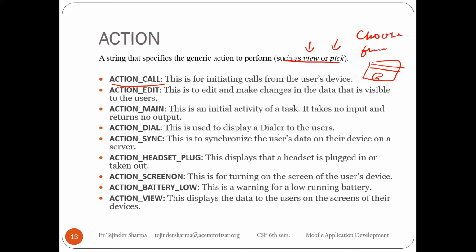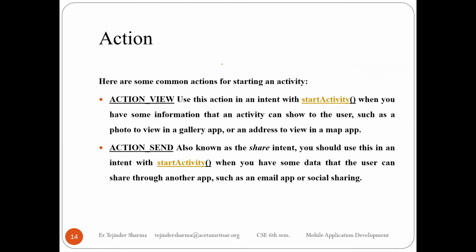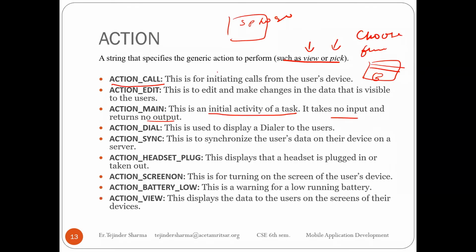Now, main means this would be the initial or the first activity in an application. So it will take no input and no output. That means it could be some logo activity where a splash screen would be there and it will contain one logo and a loading bar. I mean, loading of the project would be there, like 20% loading, 30% loading. So this will be your action main, which does not take any input or output to the user.